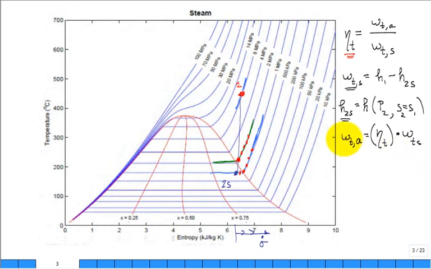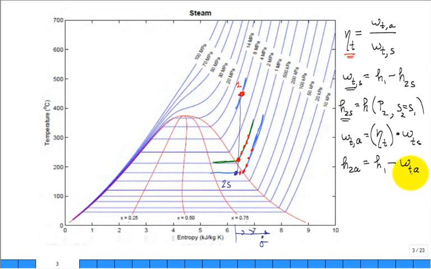So now I would have the work. I could now calculate the enthalpy of 2 actual. Well, isn't that what energy content I had in the steam coming in, the enthalpy coming in, and then I subtract out WT actual.